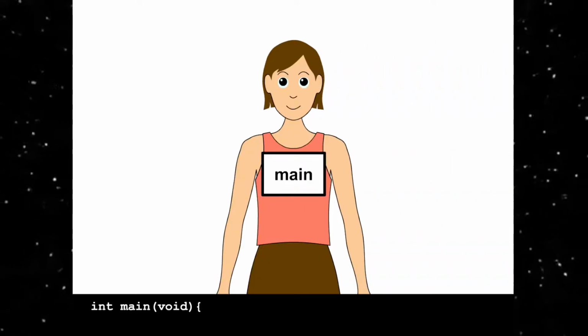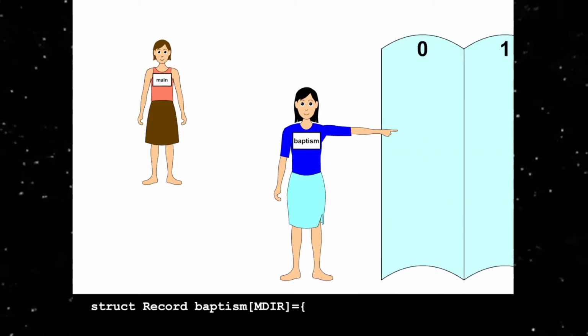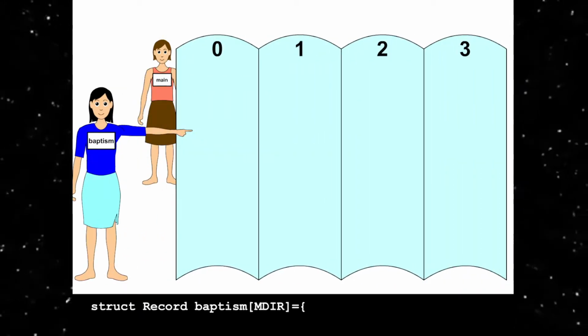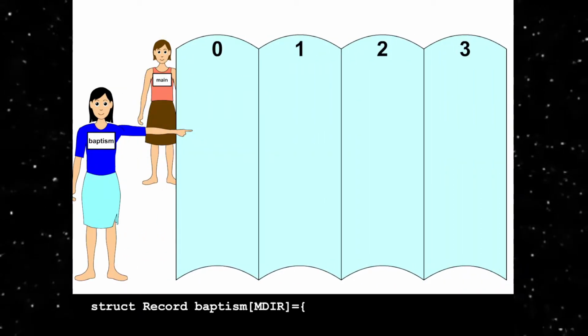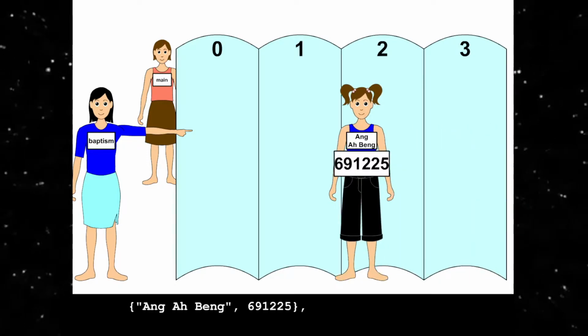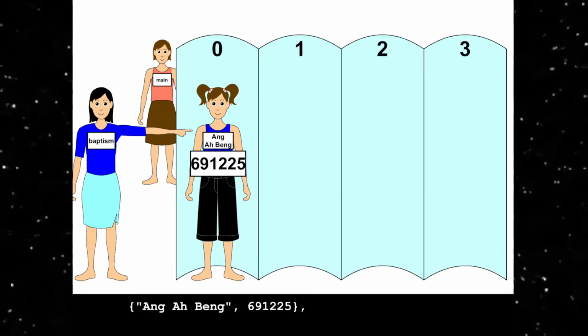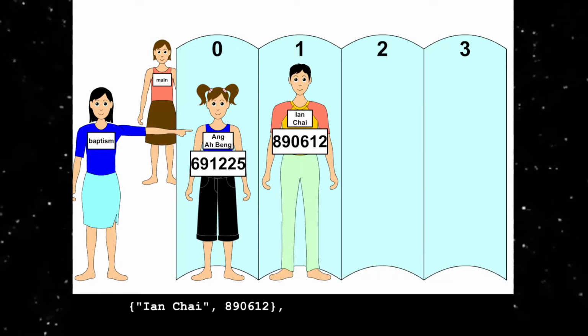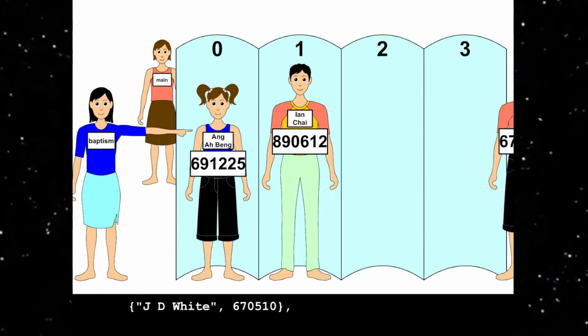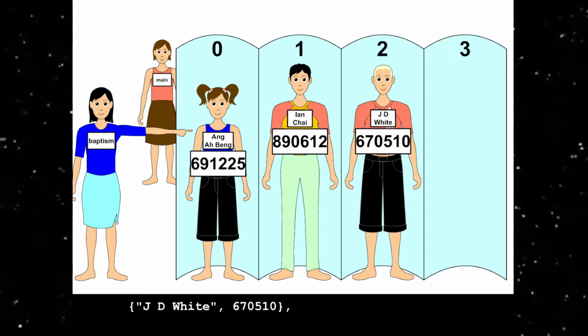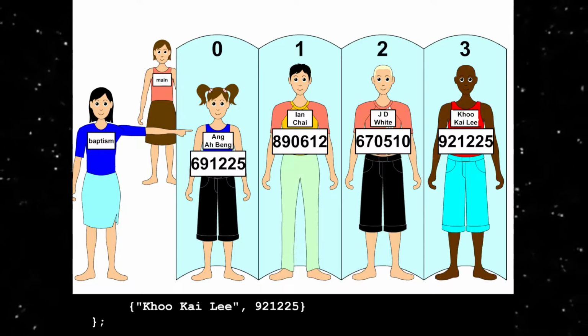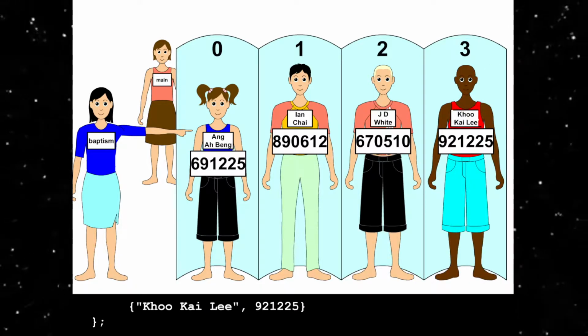Start with our main function. This is the array baptism for our binary search demo. There are 4 records in our array. They are Ang Ah Beng, baptized in 69, Ian Chai, baptized in 89, J.D. White, baptized in 67, and Koo Kai Lee, baptized in 92.